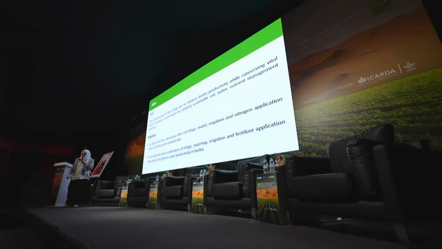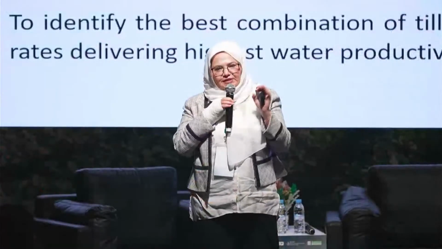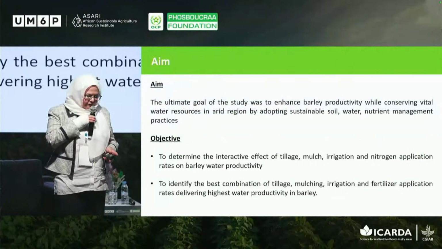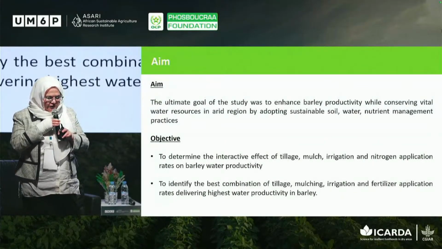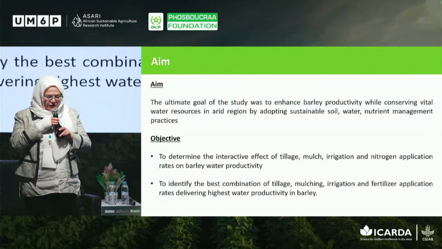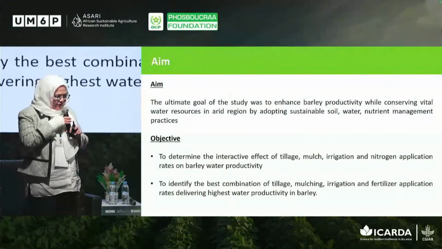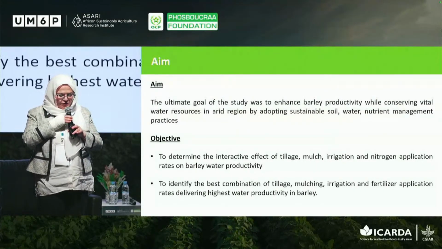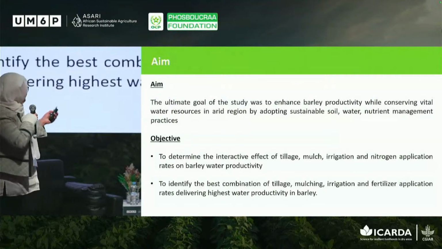The ultimate goal of this study was to enhance barley productivity while conserving vital water resources in arid regions. So we are trying to reduce the water use. This is the main thing because we don't have water. This is the major issue. So the objective is to determine the interactive effect of tillage, mulch, irrigation, and nitrogen application rates on barley water productivity, then to identify the best combination of all these practices.